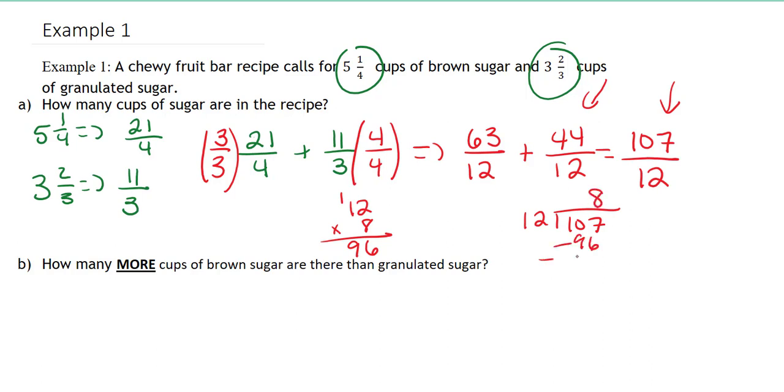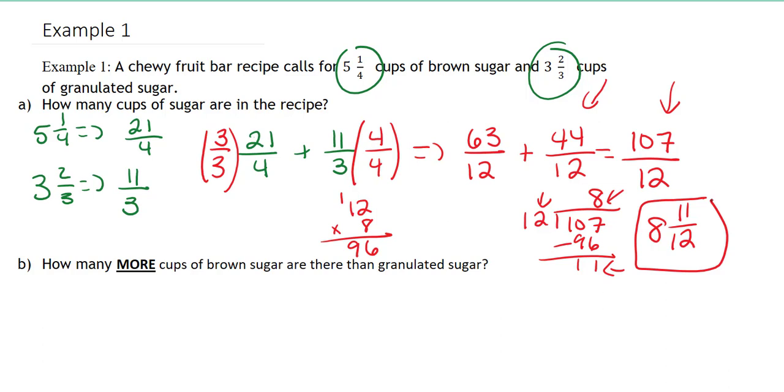We go ahead and subtract. We get 1, 1, so we have 11. So we have 8 and 11 twelfths, right? Because this is our remainder, this is our whole number, and this is our old denominator that we're going to keep. And we can't reduce this further, so that would be our solution.